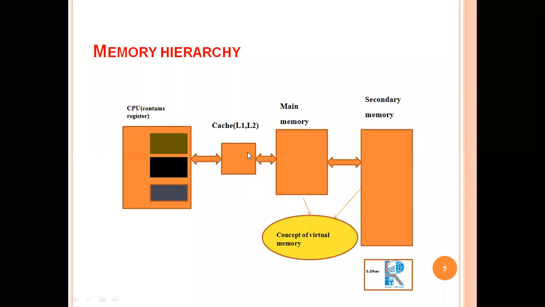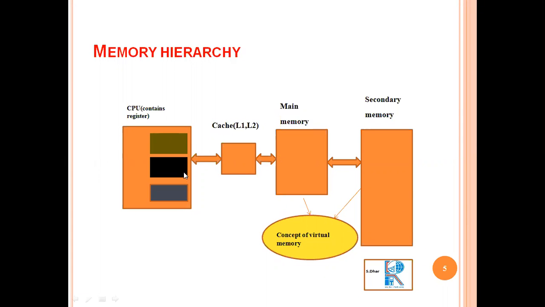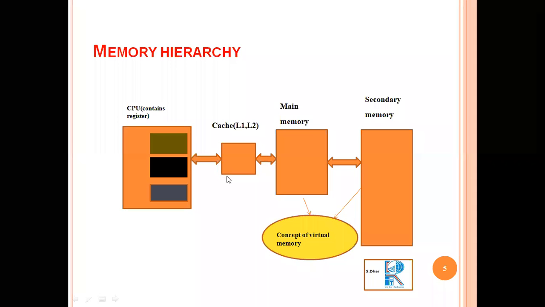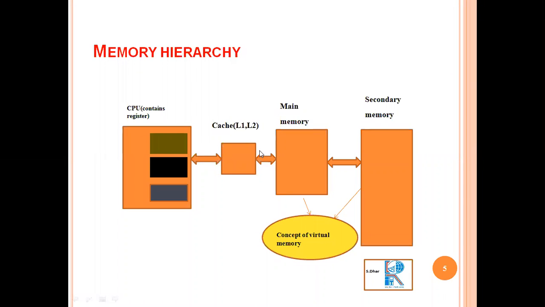Clear? Again, I am telling, to bridge the speed gap between the main memory and the CPU, one temporary high-speed memory is stored, that is called a cache memory. Now, what happens in the cache memory? A small amount of data will be stored from the main memory to the cache memory. Whenever there is a requirement of data by the CPU for execution, it will take the data not from the main memory but directly from the cache memory.